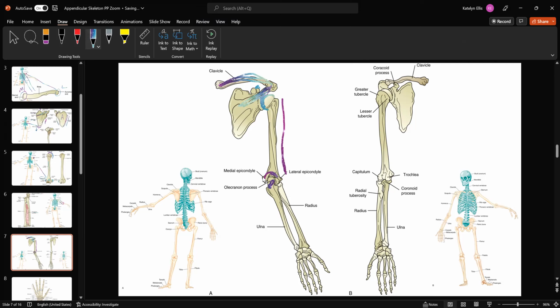This is the medial epicondyle of the humerus. Remember, it's this big boy sticking out here on the medial side. And you also have a lateral epicondyle. It's not quite as large. The ulna is on the side of your pinky finger. All right, and your radius is on the side of your thumb.